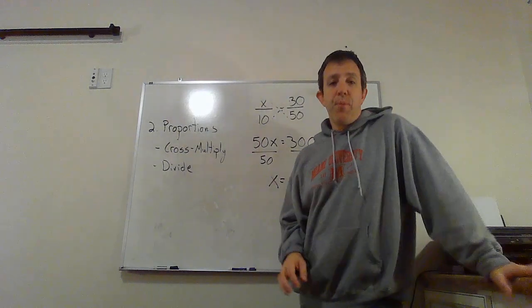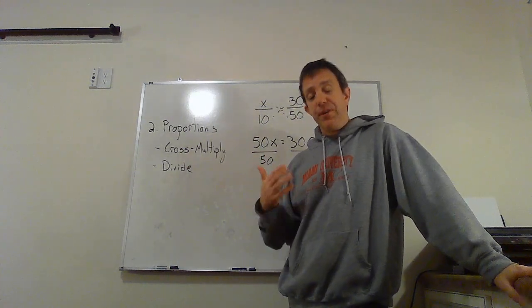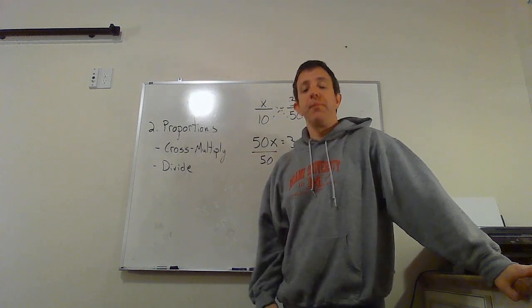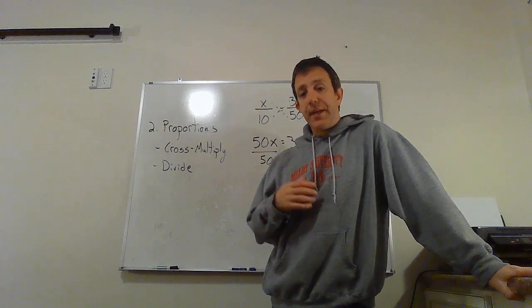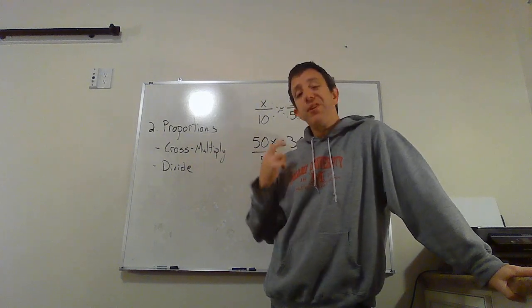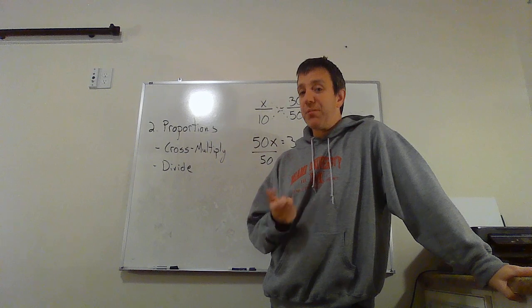Alright, so now for the proportions. I'm going to need another board to give you some more examples. I've got one kind of hiding here behind me. We'll get to that in just a second. So for proportions, we're going to do two things. We're going to cross multiply, and then we're going to divide.